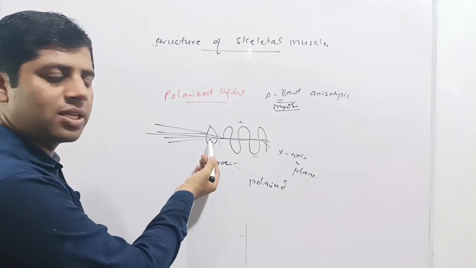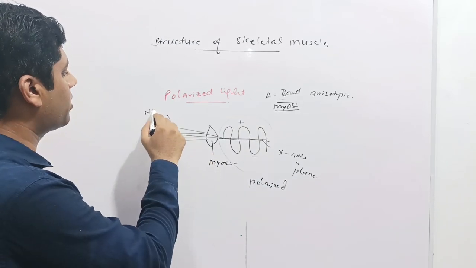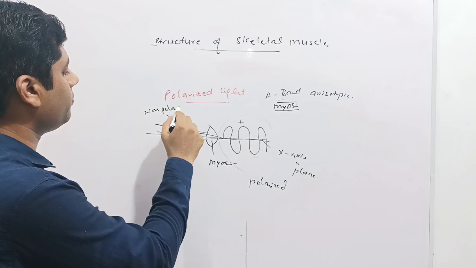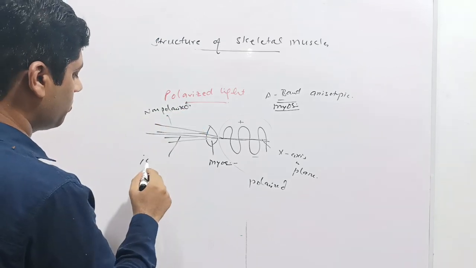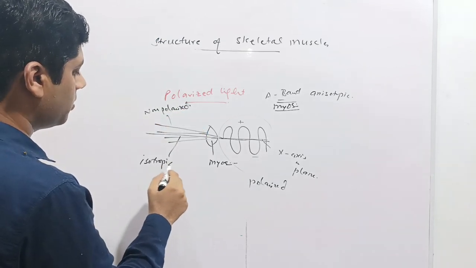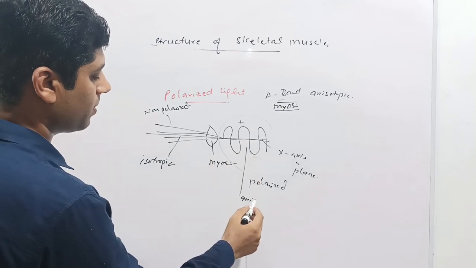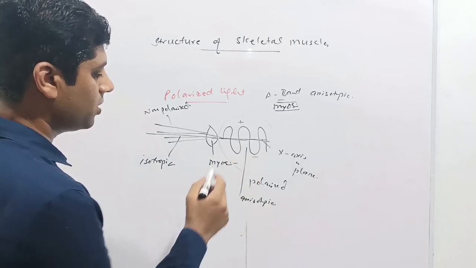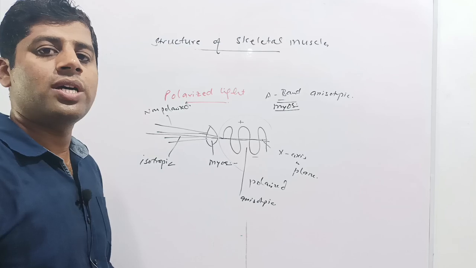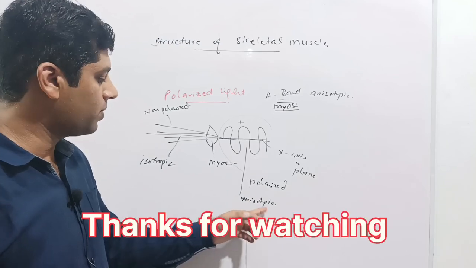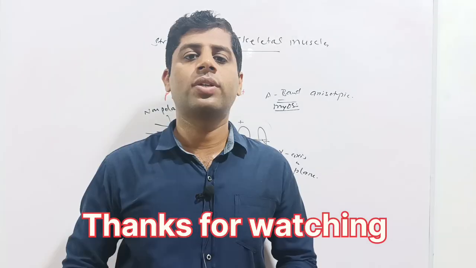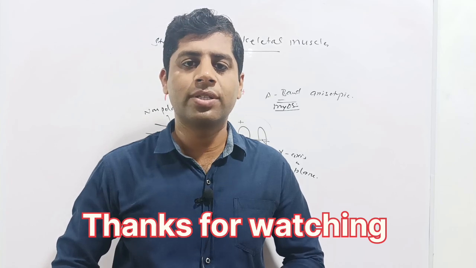Prior to this myosin molecule, this light was non-polarized. These are the isotropic bands, while these are the anisotropic bands. So this is basically the difference between polarized and non-polarized light, or anisotropic and isotropic bands. So this was all about the structure of skeletal muscles. Thank you.